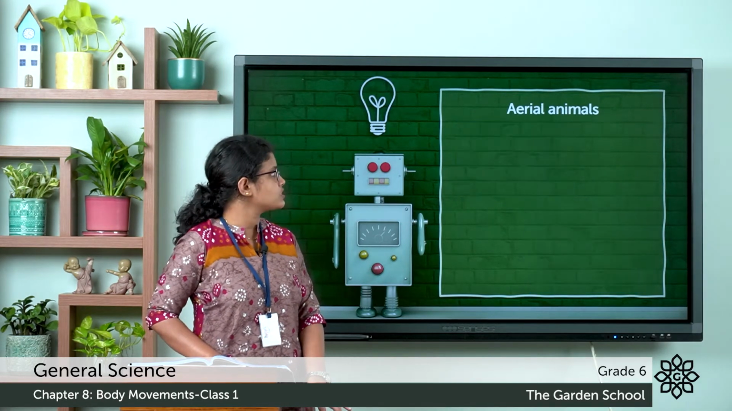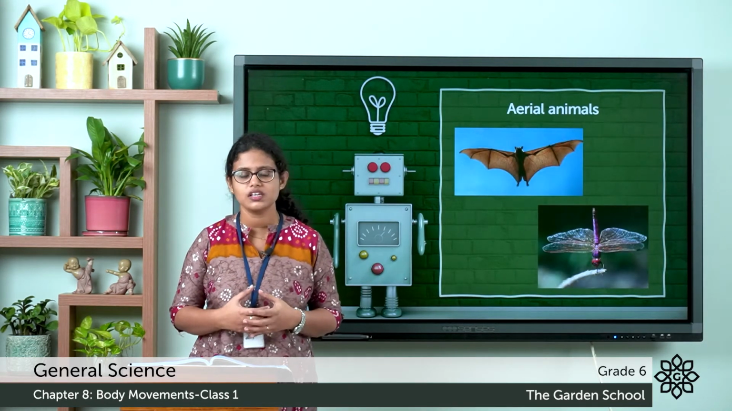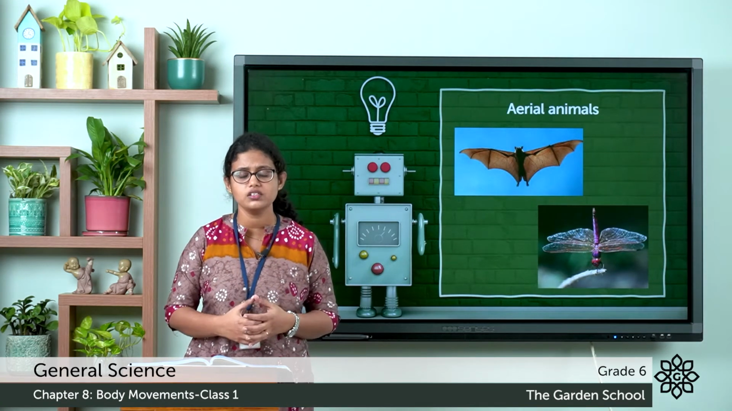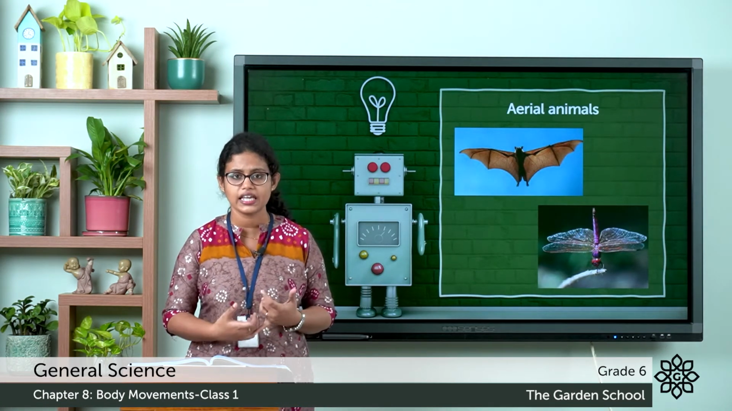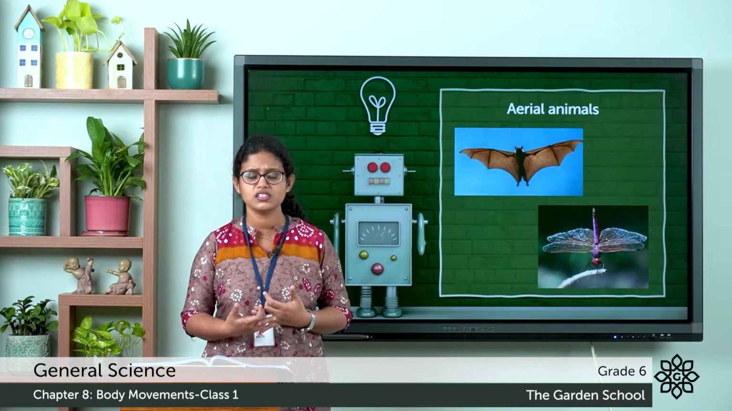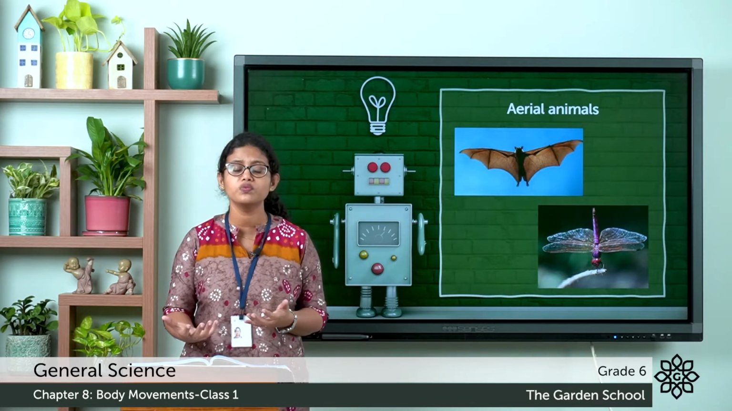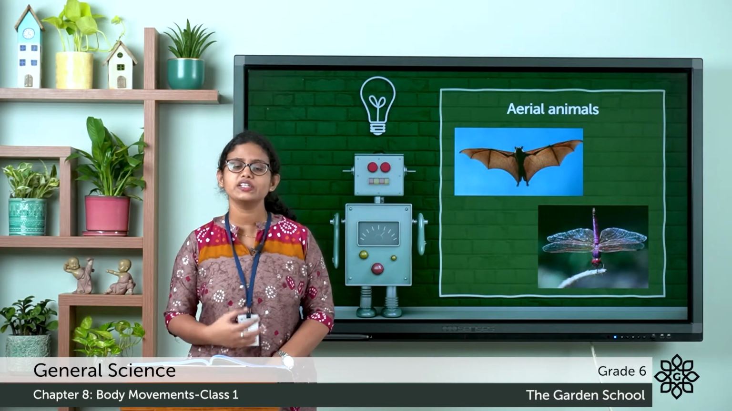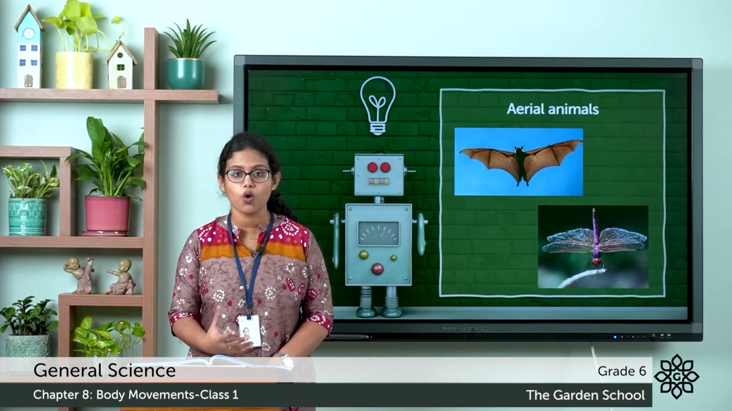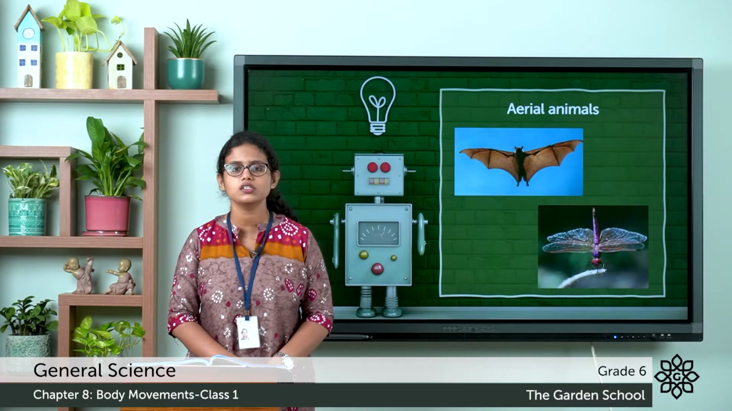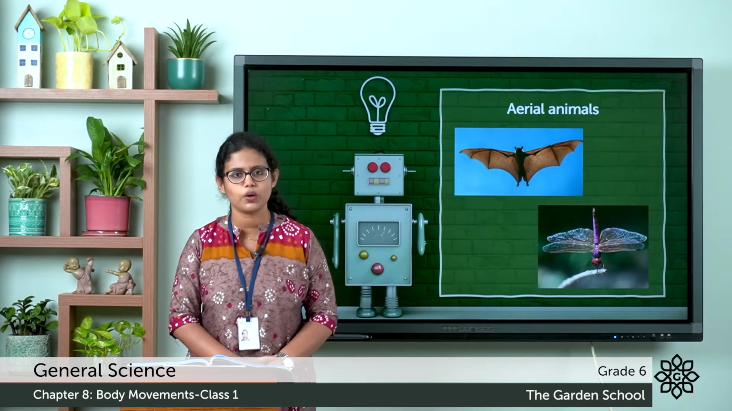Then the next is aerial animals. Animals that keep flying day and night. Insects, bats, even birds are aerial animals. And how do they move? They move by flying. Each kind of animal has a body that is designed to move in its environment.